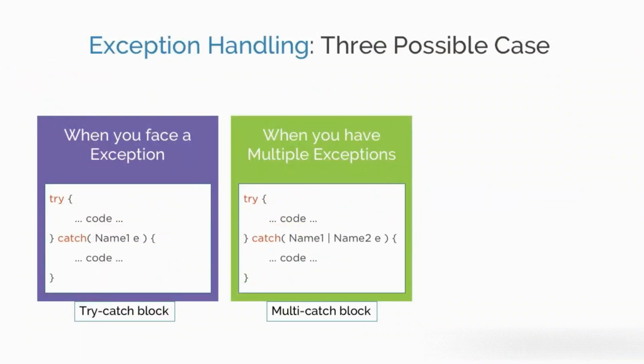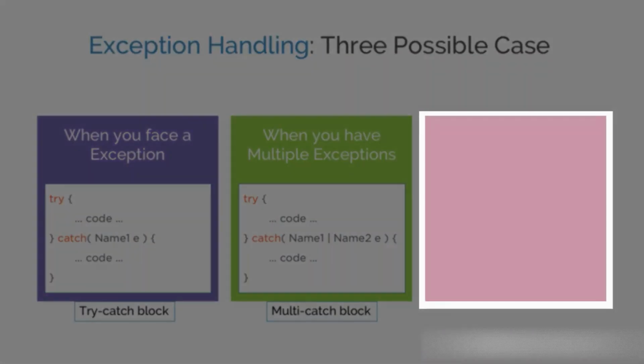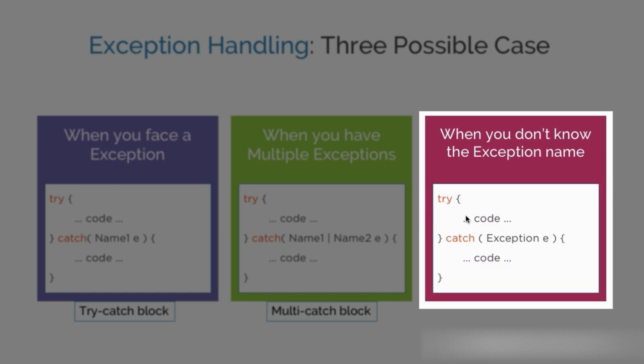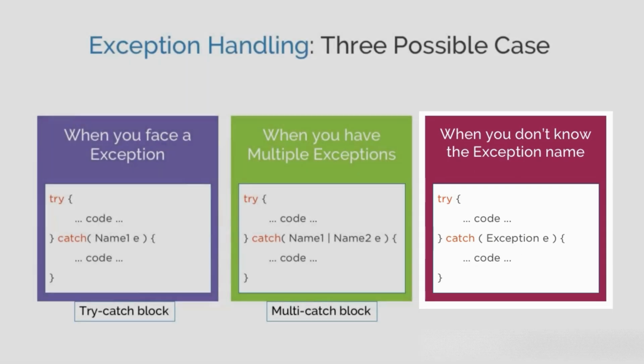And now let us come to our third and last case. That is, till now whatever exceptions we saw, we were all aware of them. But what if you don't know the name of the exception? So in that case, we have a solution for that. Try the code and then catch the general Exception class. So let me show you such a scenario within the IntelliJ IDE.